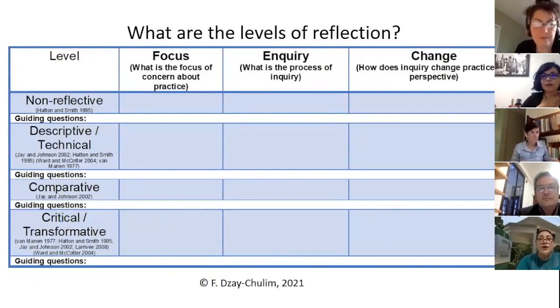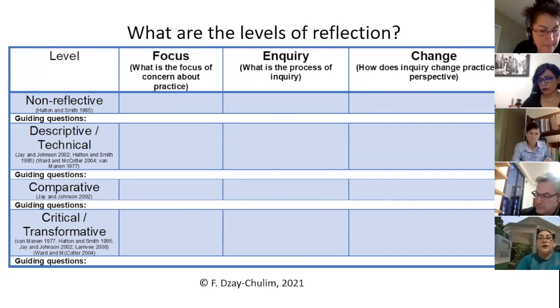Thank you. I will show you a classification of the levels that I used during my PhD research back in 2014. My proposal of levels is based mainly on Ward and McCutcheon's reflection form, while considering other researchers' proposals of typical questions, such as those of Dewey and Johnson. It's divided into 4 levels: the non-reflective level, a descriptive or technical level, a comparative one, and a critical or transformative level.